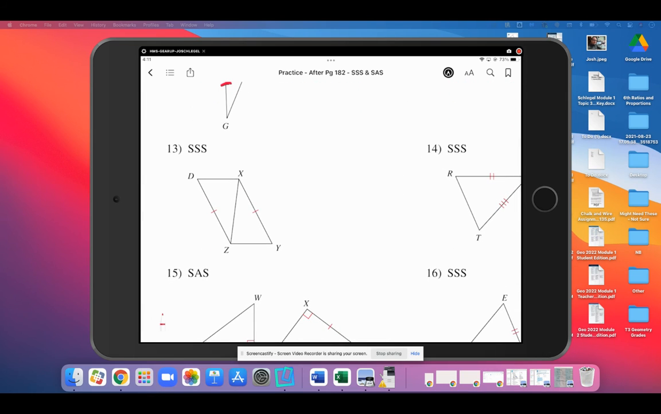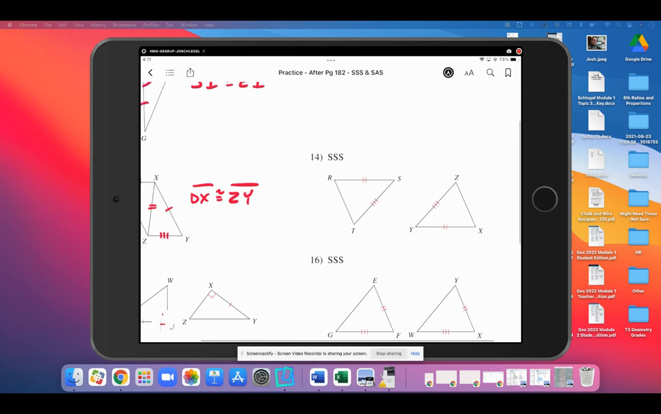Next, everyone, we can see from the figure that we have this side is congruent to this side. We know that this side XZ is congruent to itself because it is the same side. And what we would need to know is that DX is congruent to ZY for us to use side, side, side for those two triangles.